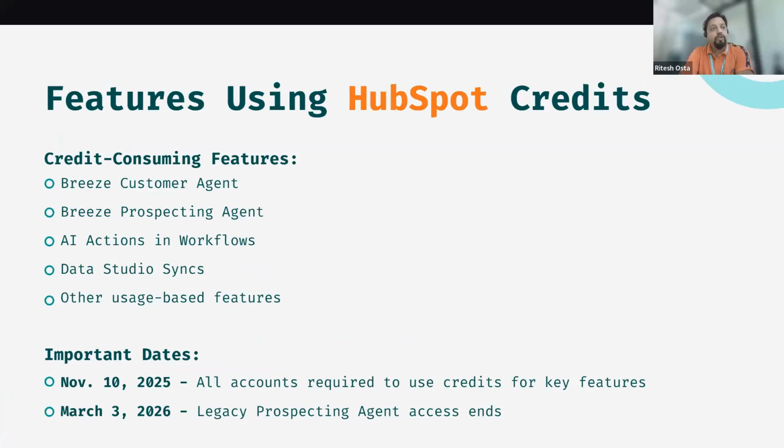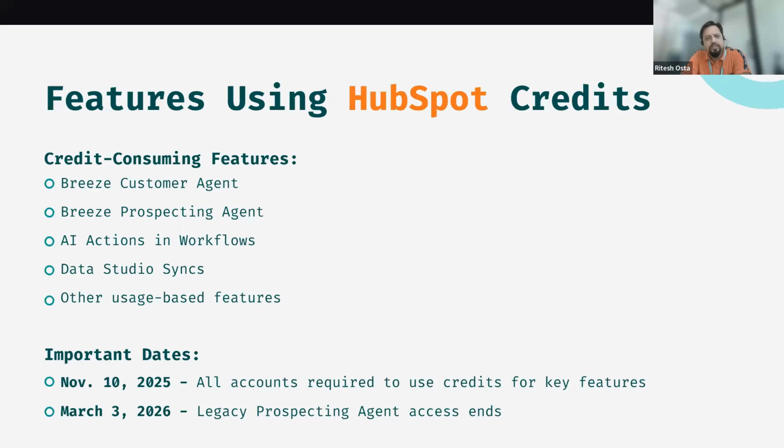Who consumes these credits? HubSpot has launched a bunch of AI agents, and I'll talk more in the coming sessions about how these AI agents use these credits. Just bear with me. We are going to have at least 4 more webinars on this topic, so you'll get a lot of information in the coming days. So: Breeze Customer Agent, Breeze Prospecting Agent, and AI actions in workflow. For example, if you're using a workflow to enrich certain fields, then you will have to use credit.